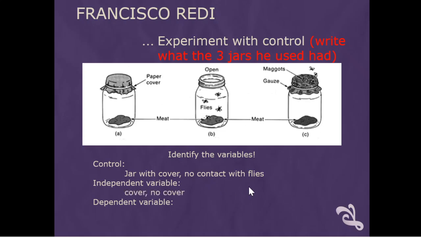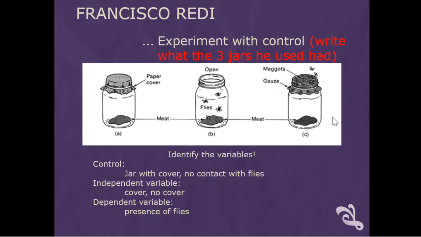And so our independent variable is a cover or no cover. So should they have a cover or no cover? So that's what he changed, okay? And the dependent variable is measuring, does it have flies? Yes or no. So it's not really measuring number of flies, but do they have flies? And this is what he had found.